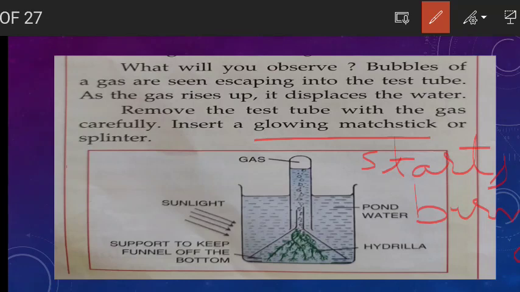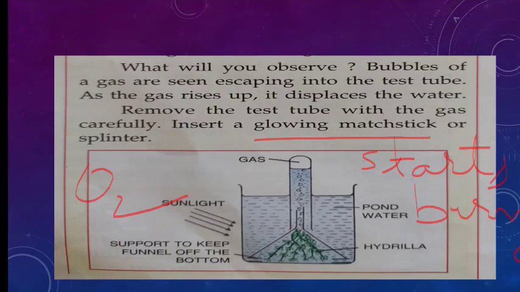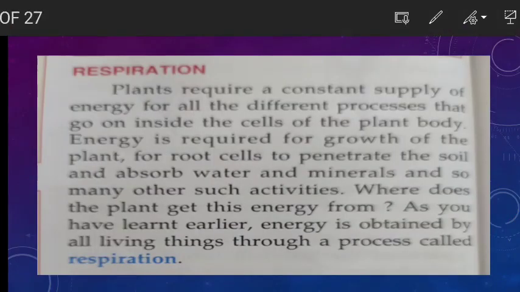Okay, so this glowing matchstick starts burning, and which gas helps in burning? Yes, oxygen. Clear? Oxygen gas helps in burning. It supports burning. So this clearly indicates that oxygen is given out during photosynthesis. Now, next slide. I am going to discuss respiration.